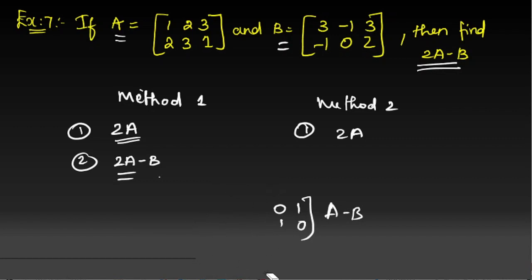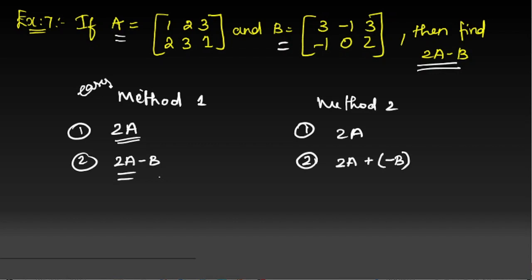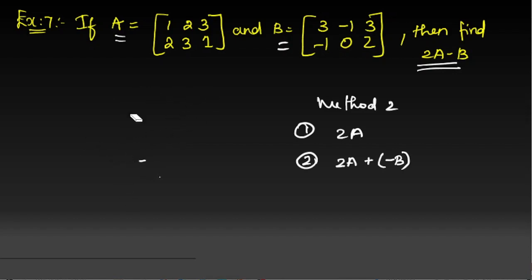But in your book, another method is given. Listen here. In the second one, after finding 2A plus minus B, you are going to take it as a separate one. Method 2 is very easy compared to method 1, so I'll show you now. Method 2 only we are going to use to solve this problem today. Listen carefully.